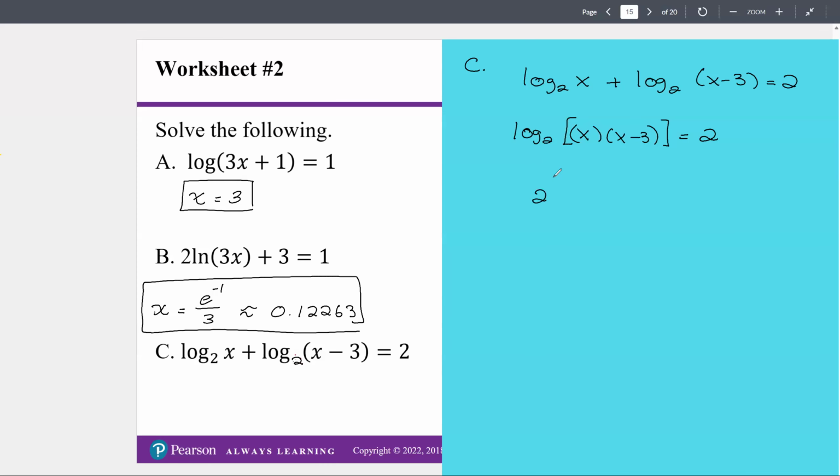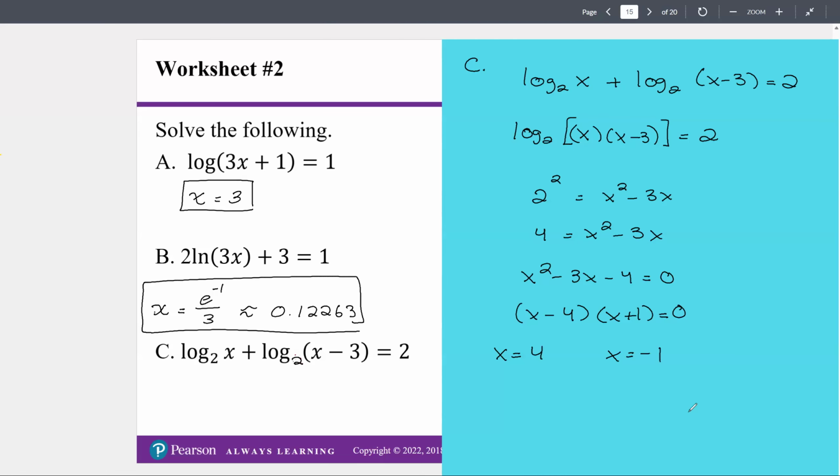So that means 2 to the power of 2 equals x squared minus 3x. So we have 4 equals x squared minus 3x, or x squared minus 3x minus 4 is going to equal 0. So this factors into x minus 4, x plus 1 equals 0, because the product's going to give me negative 4 and the sum is going to give me negative 3. So either x is going to be 4 or x is going to be negative 1.